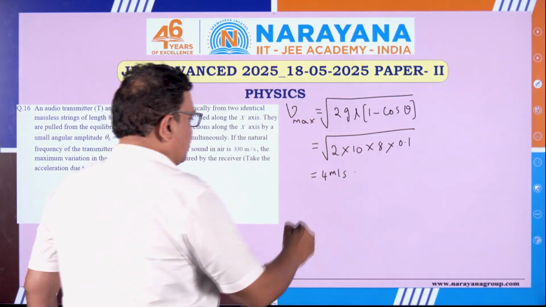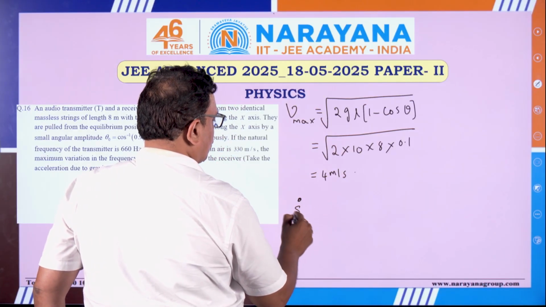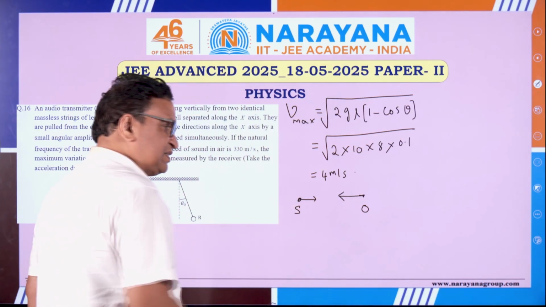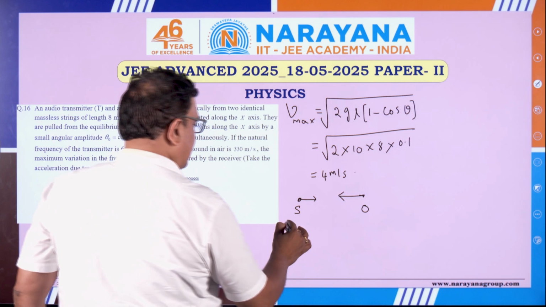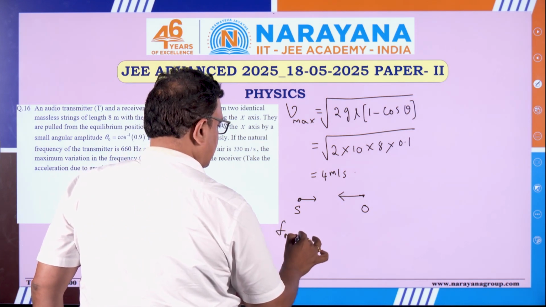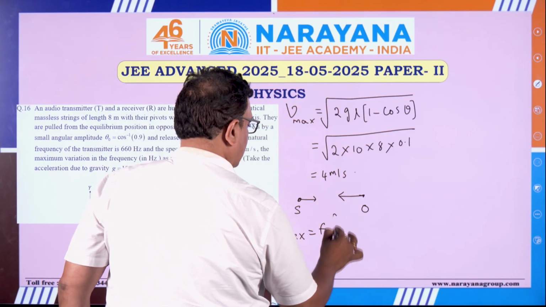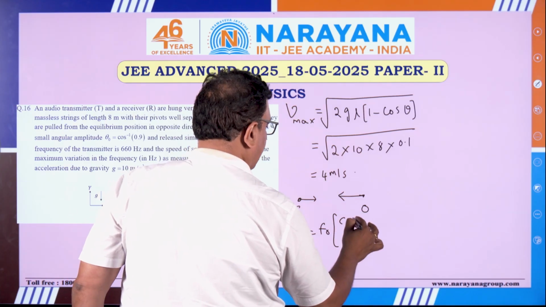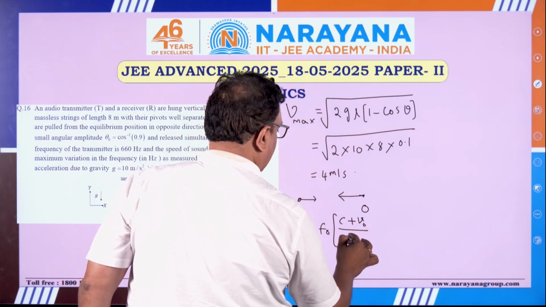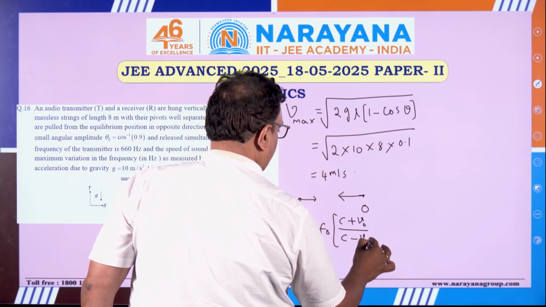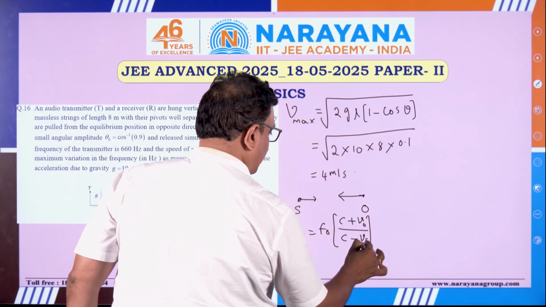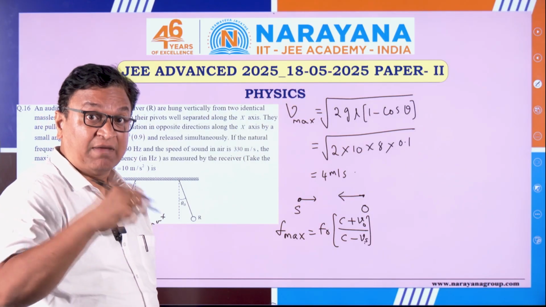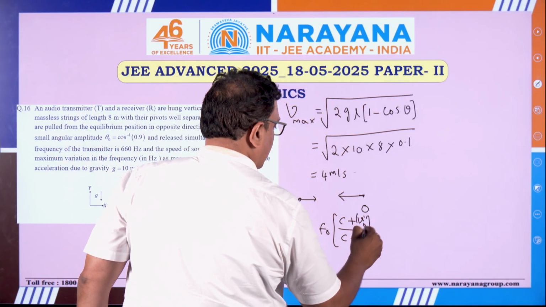Now, if this is a source and this is an observer, the source moving towards the observer gives the maximum frequency condition. And that condition is F max is F naught times, speed of sound in air C, plus V observer by C minus V source. Fortunately, you need to take these maximum values, VO and VS maximum values.